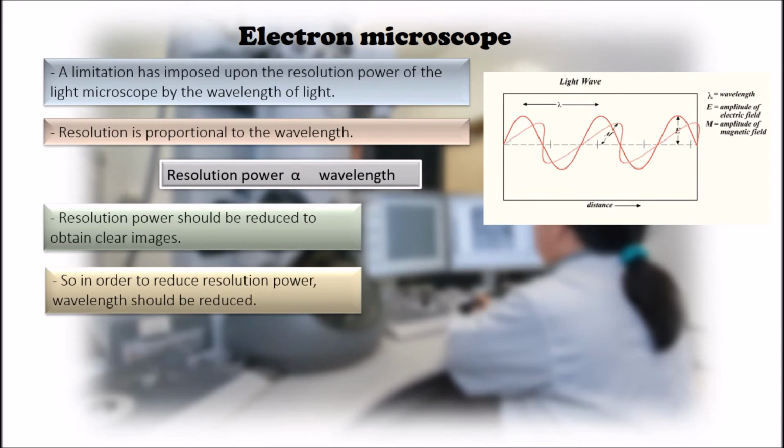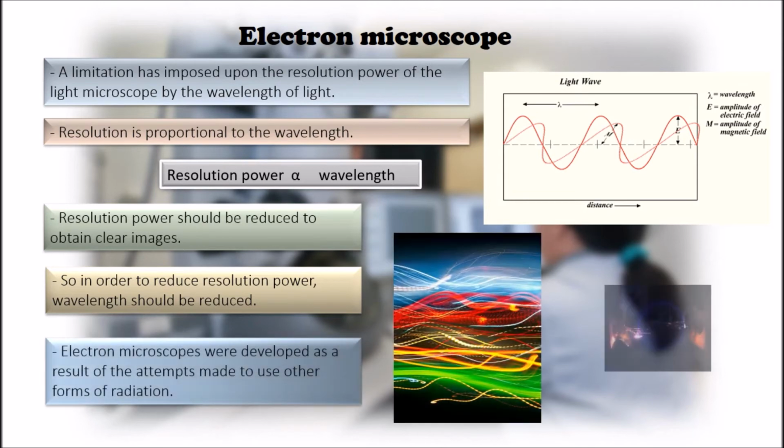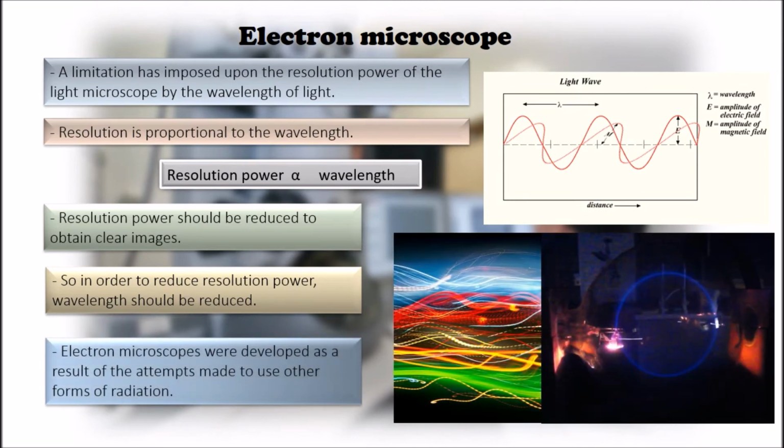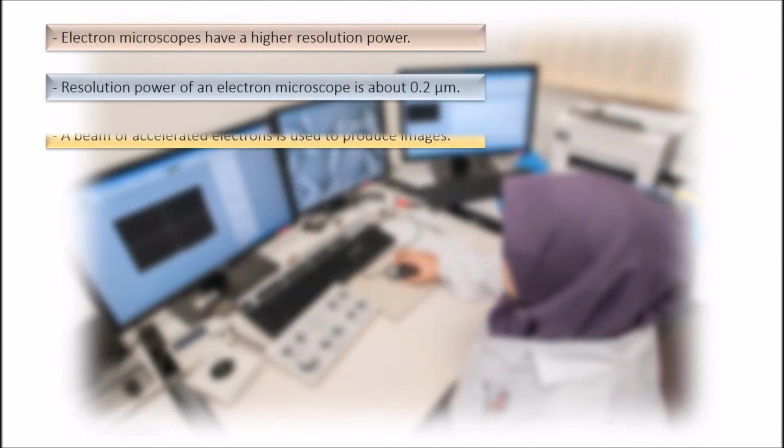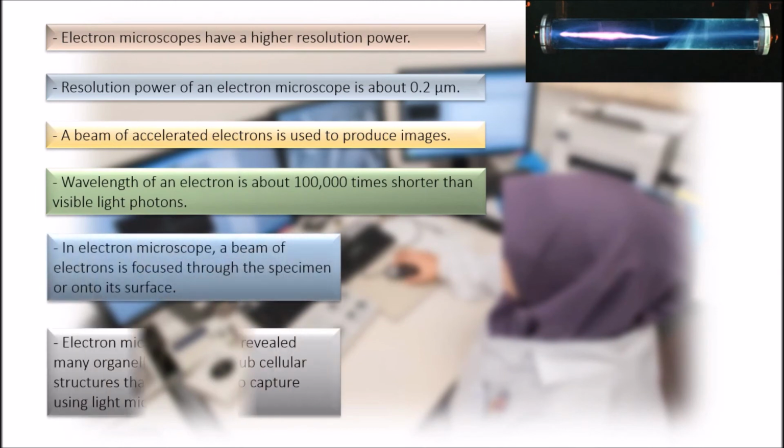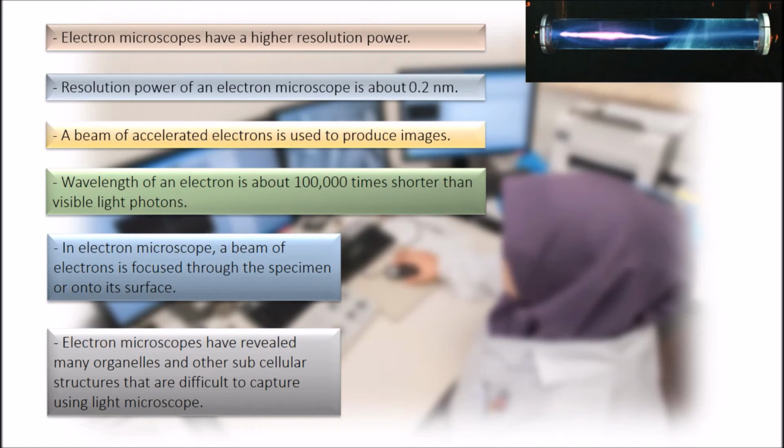Due to this, scientists considered the use of other forms of radiation with comparatively shorter wavelengths. As a result, electron microscopes were developed. Basically, electron microscopes have a higher resolution power, meaning numerically lower than light microscopes. Resolution power of an electron microscope is about 0.2 nanometers.